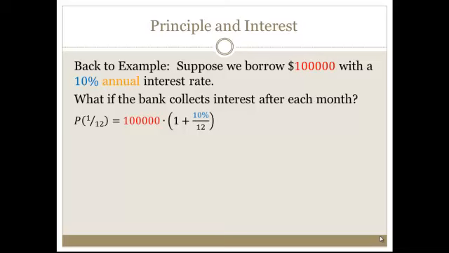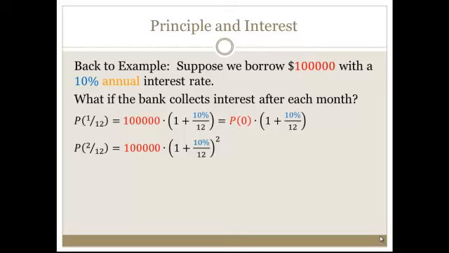So far, we found that P of 1/12 is 100,000 times 1 plus 10% over 12, or in other words, P0 times 1 plus 10% over 12. P of 2/12 is 100,000 times 1 plus 10% over 12 squared, or in other words, P of 1/12 times 1 plus 10% over 12.